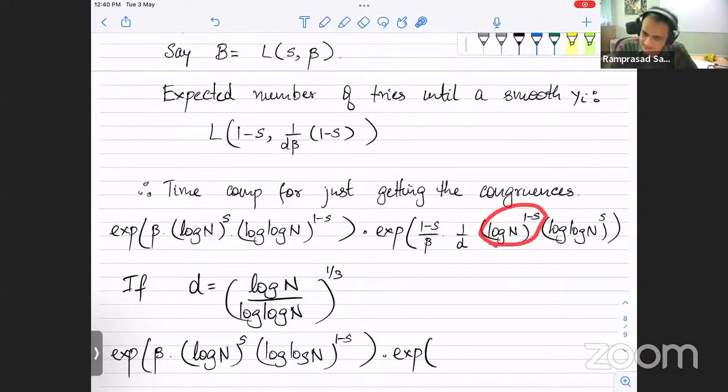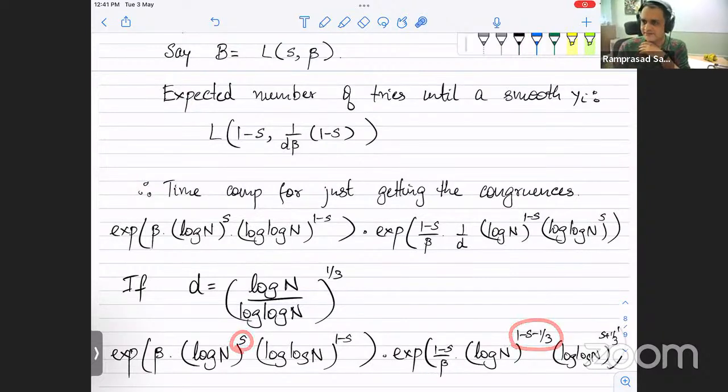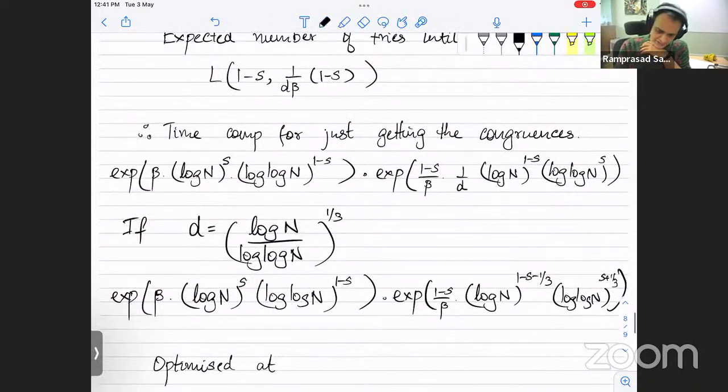This is like a log n to the 1 minus s, plus 1 by d has another factor of log log n to the 1/3. So this is going to be whatever, this is 1 minus s by beta or something. So this is going to be log n to the 1 minus s minus 1/3, times log log n to the s plus 1/3. Now if you were told you have to optimize and choose the favorite s that you want, what would you end up choosing? You will choose it in such a way that this s matches this, right? So this turns out to be optimized at s equal to 1/3, and what you end up with is something like L of 1/3 and something like beta plus 1 minus s by beta or something.